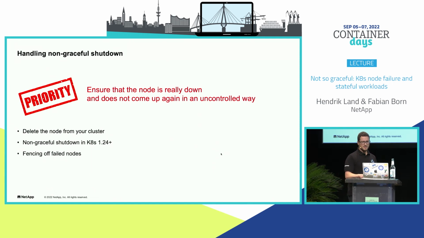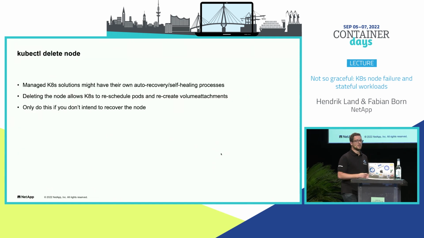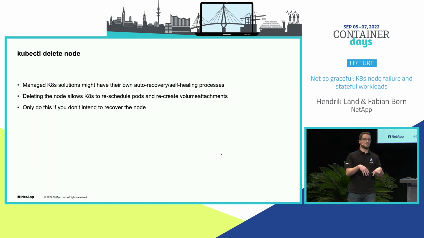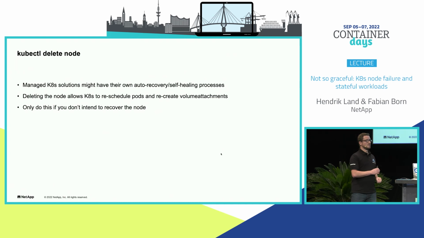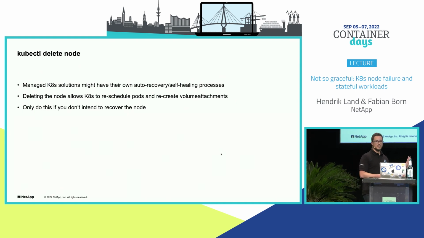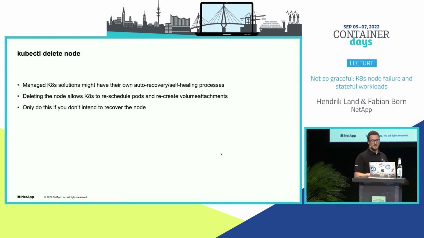From that point on, there's a number of options. You could delete the node. You only do that if you don't want to recover it, right? Because it's gone from the cluster. But deleting the node is an easy way to move everything off that node. If you delete the node, Kubernetes will move all the pods, all the volume attachments, everything to the other nodes in the cluster. You don't have to do it one by one on each pod. Some of the managed Kubernetes solutions out there actually try to do something like that automatically. So they have self-recovery, self-healing processes. So you might experience that in your Kubernetes distribution if it does that.